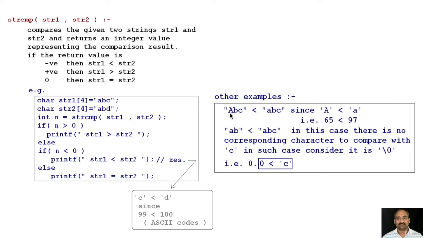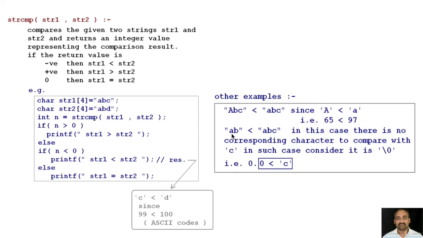But in the case of capital ABC and small abc, you will find that capital ABC is less than small abc, because the first character, capital A, has ASCII code 65 and small a has ASCII code 97. So the entire string is matched until a differing character is found.